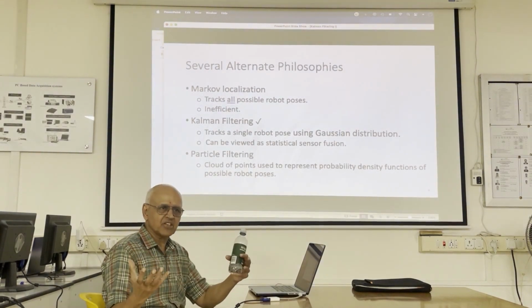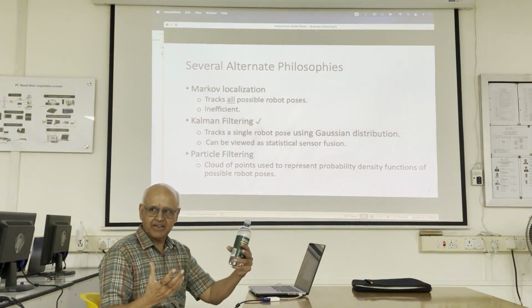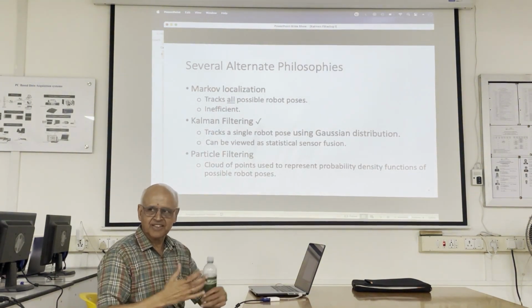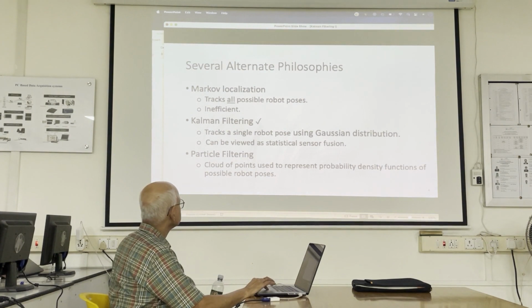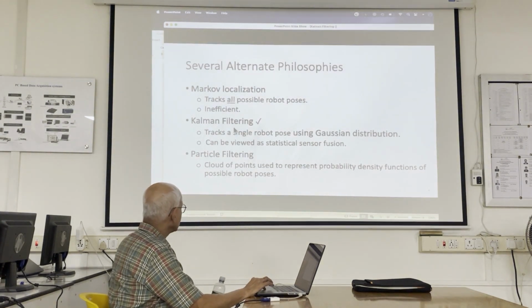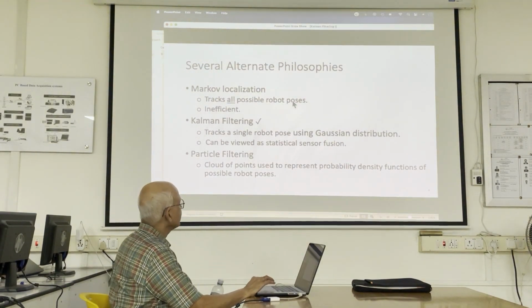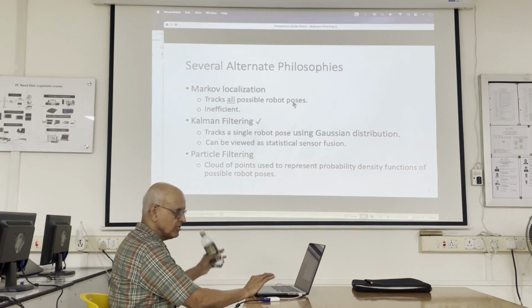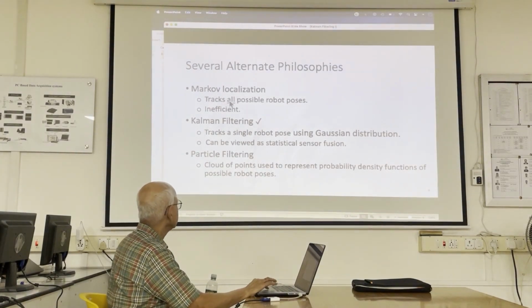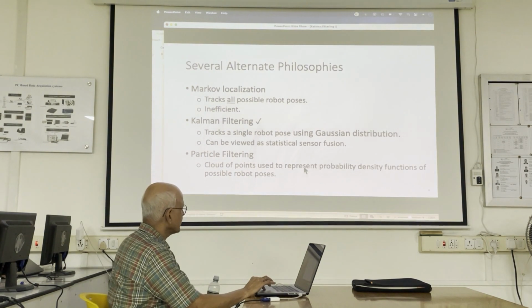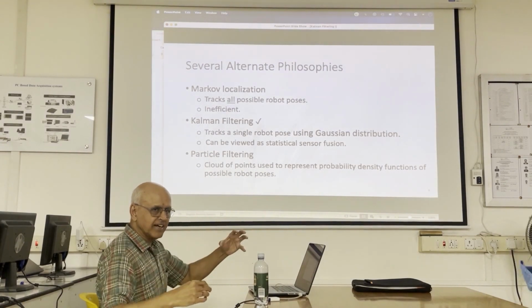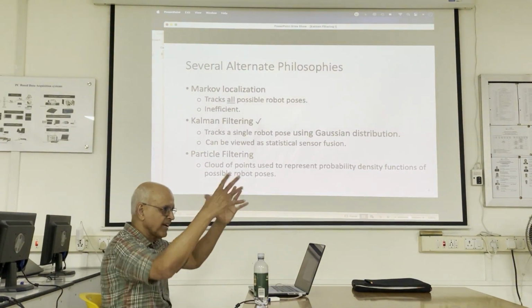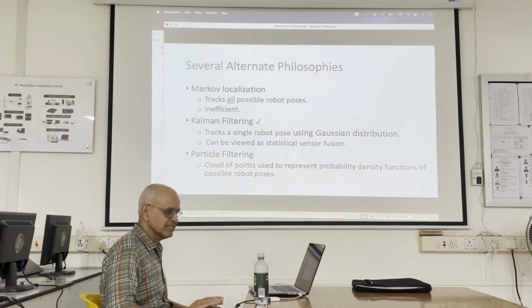Not inefficient, but computationally intensive, because you're comparing apples and oranges. When you compare Kalman and Markov, it's apples and oranges. So one is not inefficient compared to the other. It's just getting more confidence in the process. So Kalman filtering tracks a single robot pose using a Gaussian. See, it assumes a Gaussian. In Markov, it doesn't assume anything about the probability density. You'll see when you get to that other document. So particle filtering uses a cloud of points to represent probability density functions. So basically, you're carrying a cloud in the form of points, right? You don't care about Gaussians, because you say, I'm just carrying the cloud, so I don't need any equations.